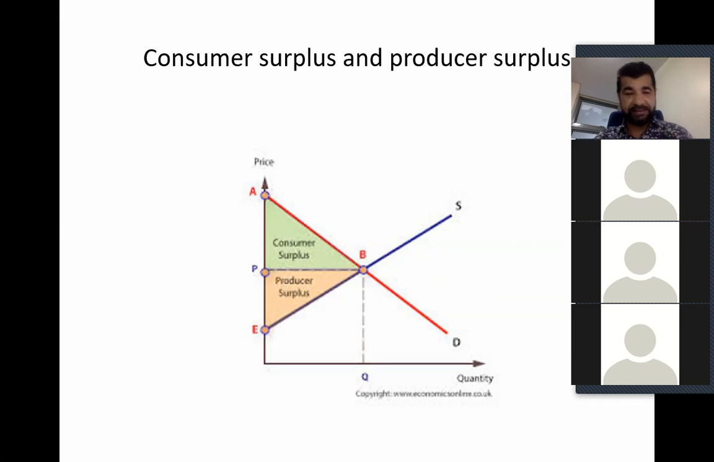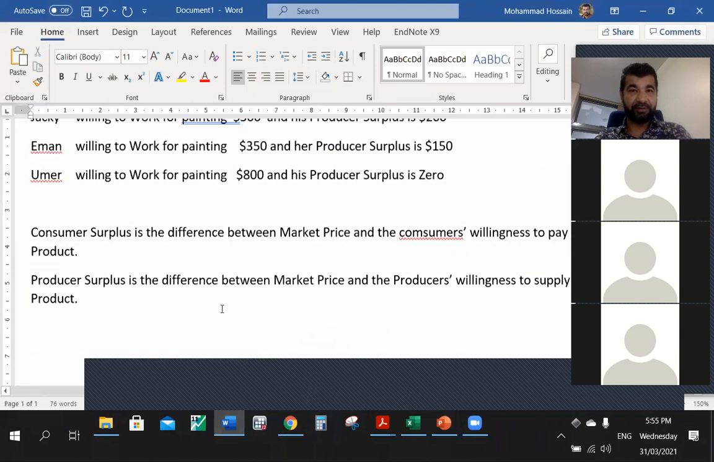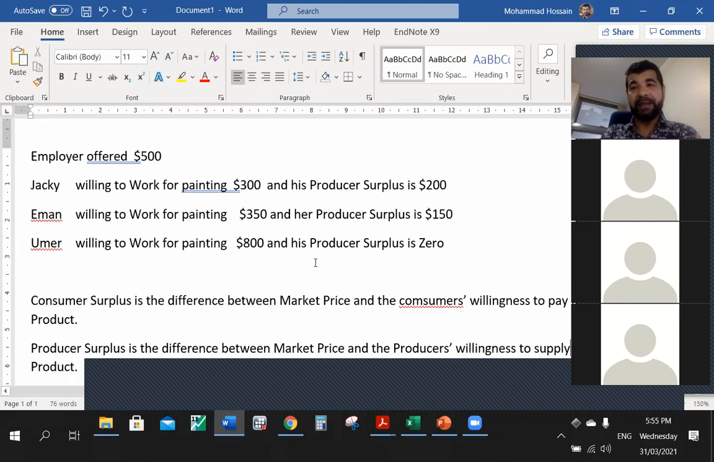Now, the interesting thing is this. Let's go back to the example here. Let's say the price changes. Price will change from time to time. So the employer offered, let's say now, $600. Look, these things will change now. Jackie is happy for $300 now. Eman is happy for $250 now. Omar is still 0 when the price changes.